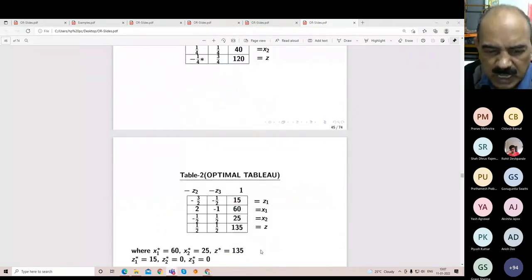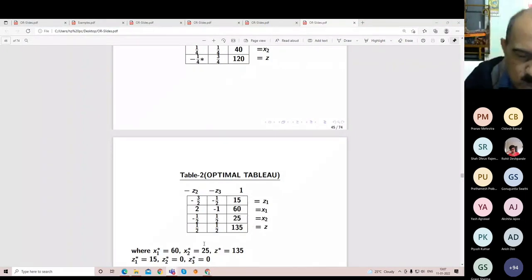Here we cannot do anything, because the table is optimal. Once the table is optimal, we cannot do anything. That is the final table. Is that your question? Like, will there always be an optimal table or not?